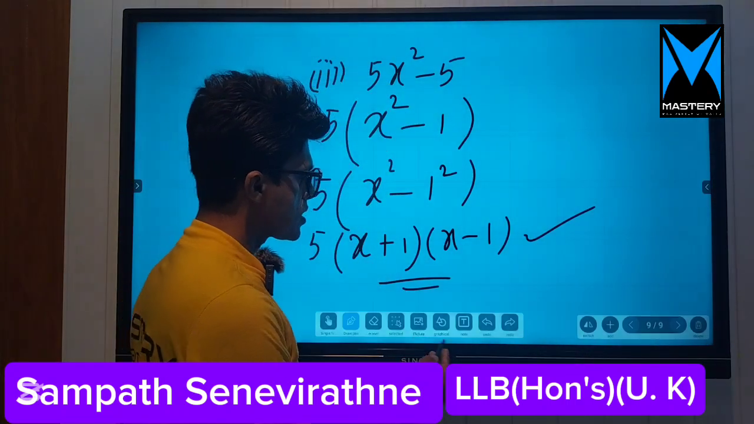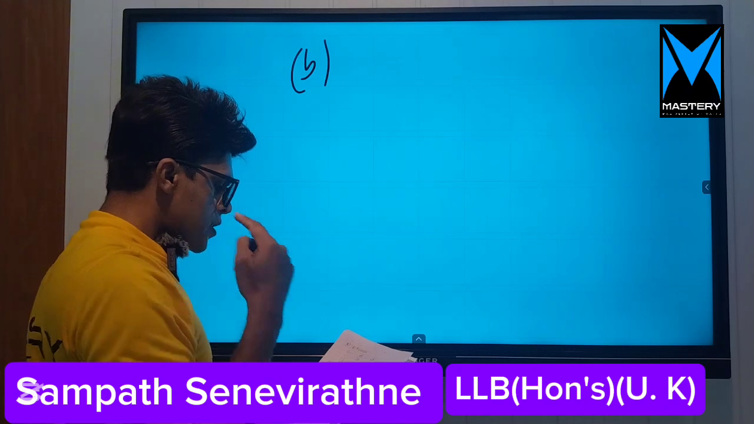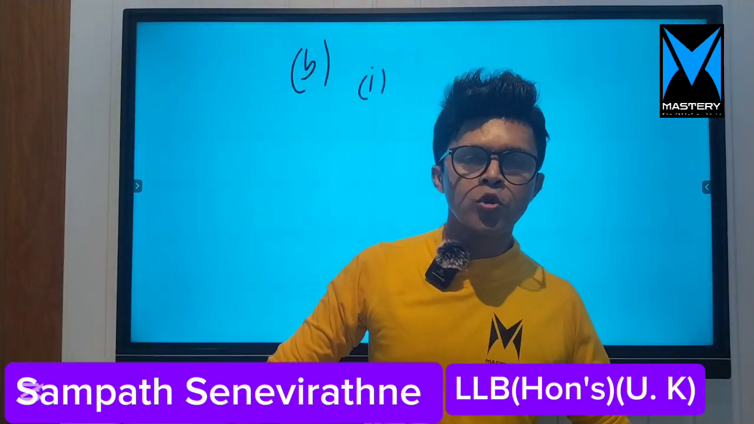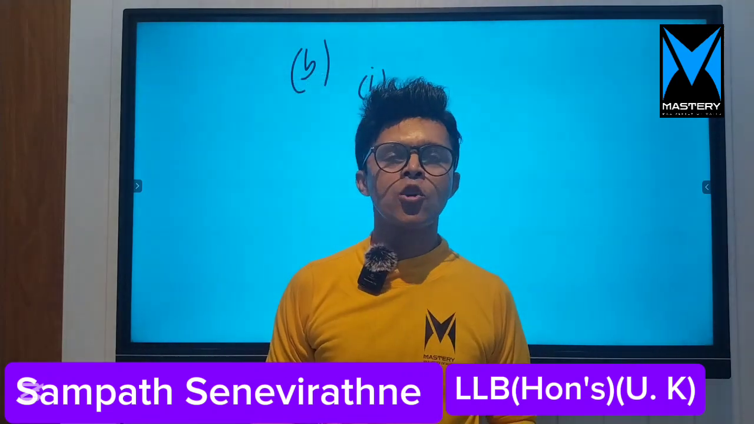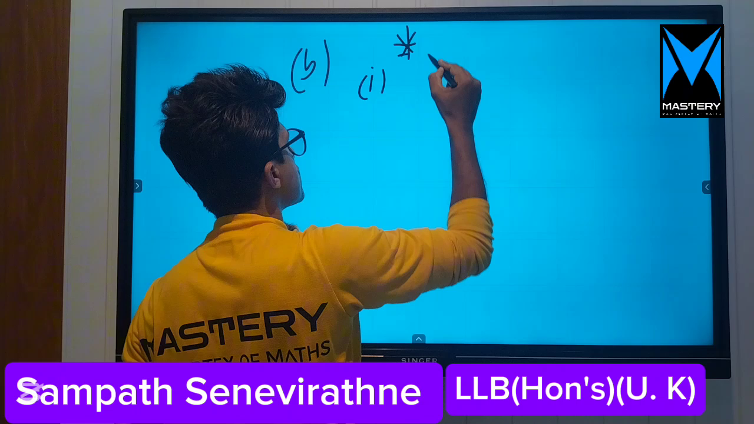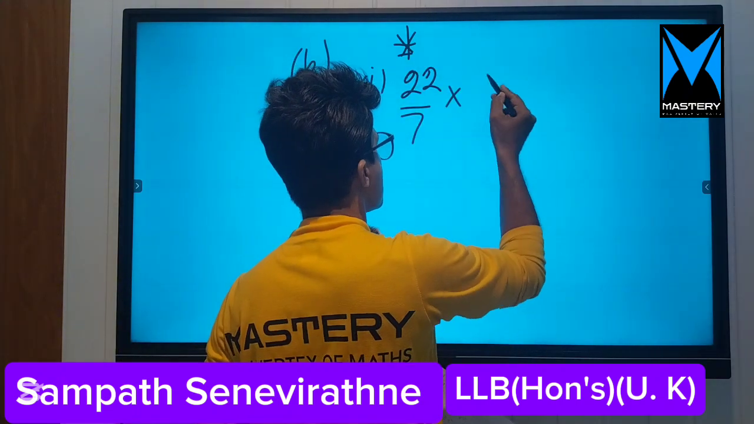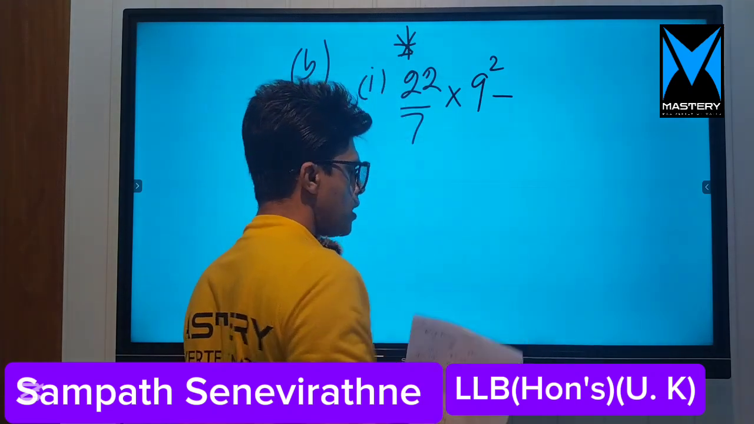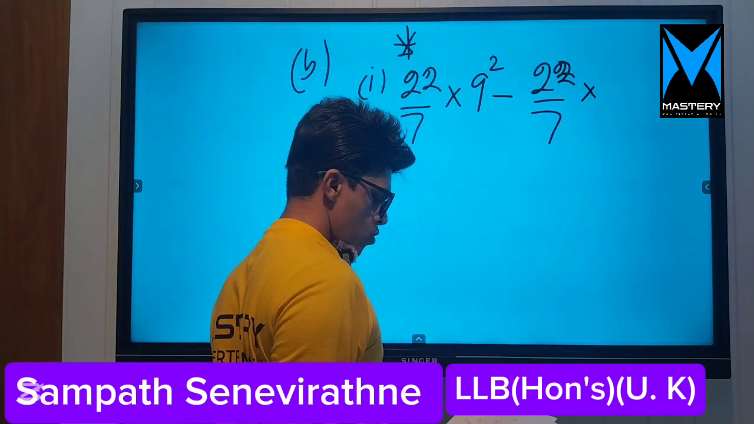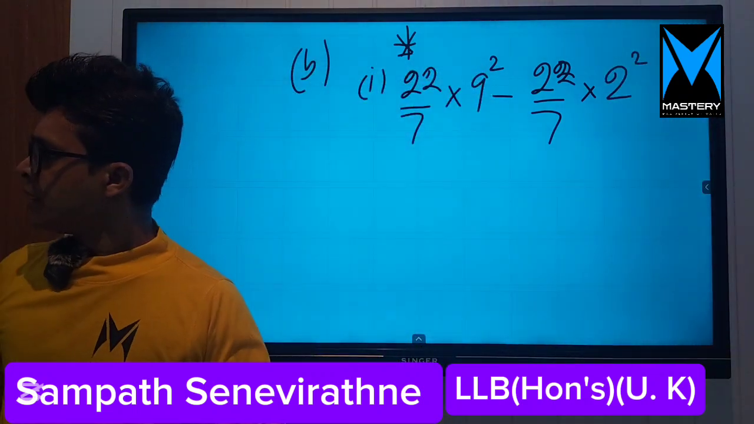So let's move on to the second part of the third question, part B. Simplify using the knowledge of factors. You have to simplify these given sums using the knowledge of factors. This one is also a very important question: 22 over 7 into 9 squared minus 22 over 7 into 2 squared. Think of this one.